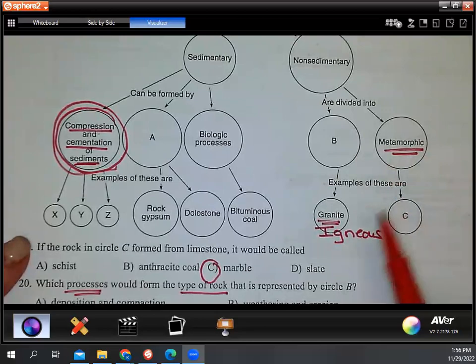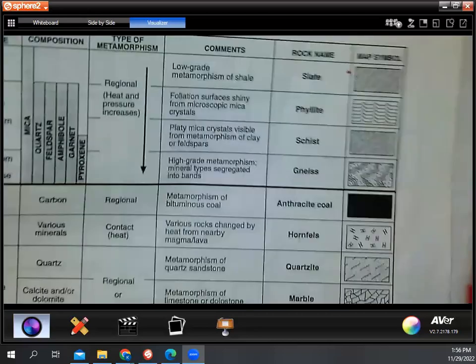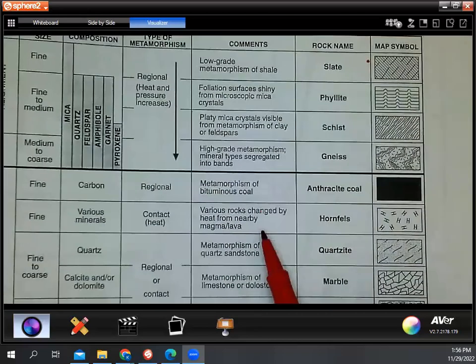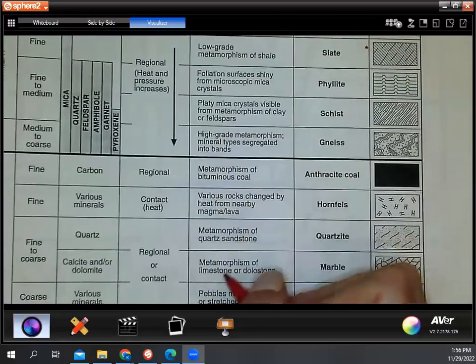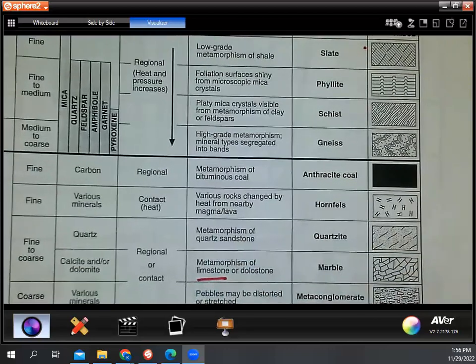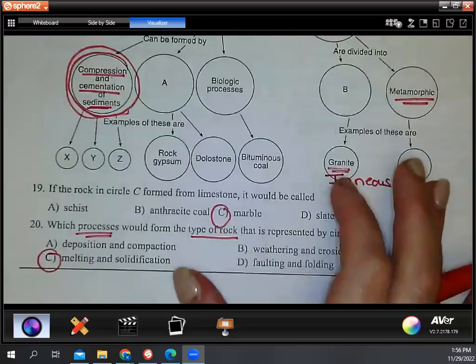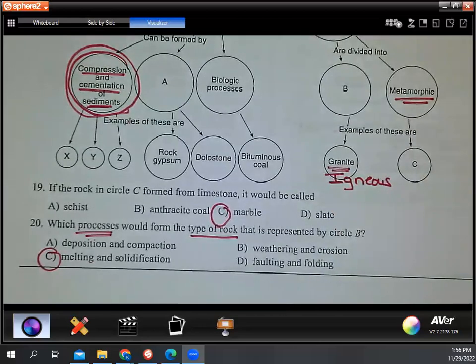So we have limestone, but now it's a metamorphic version of limestone. If I look through here, it mentions limestone. So when limestone goes through metamorphism, it becomes marble. So 19 is C. Question 20, which process would form the type of rock that is represented by circle B?